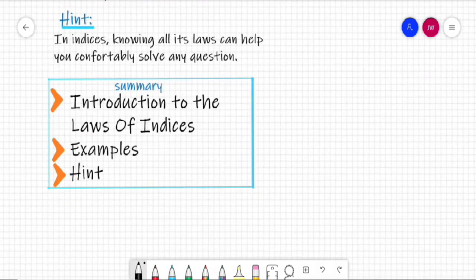Lastly, what we did for today was that I introduced the laws of indices to you, solved examples for each law, and I gave you a hint on the laws of indices.